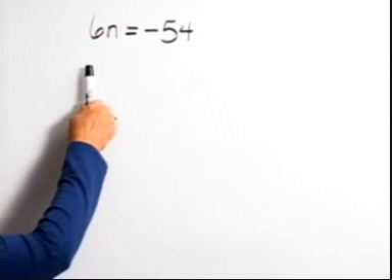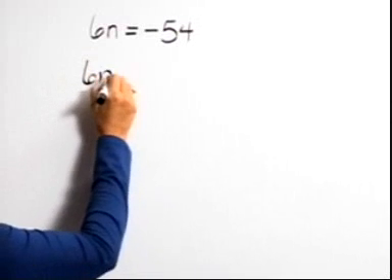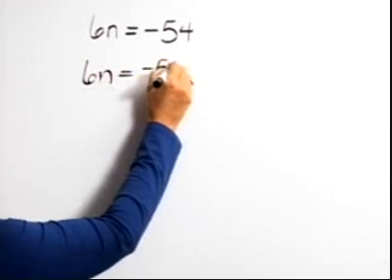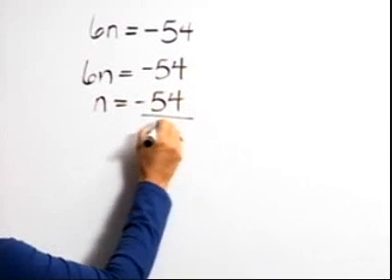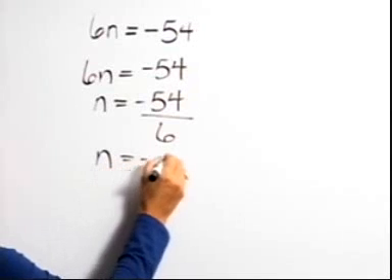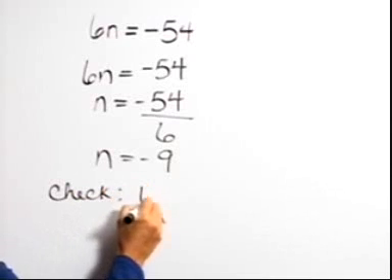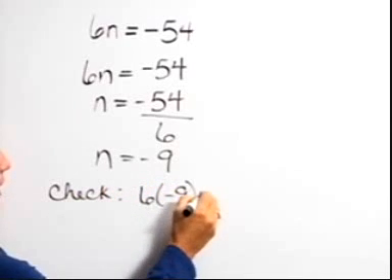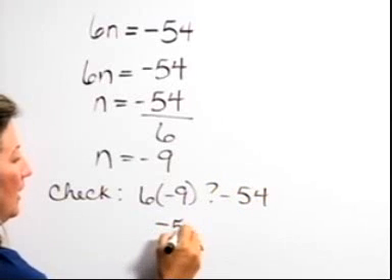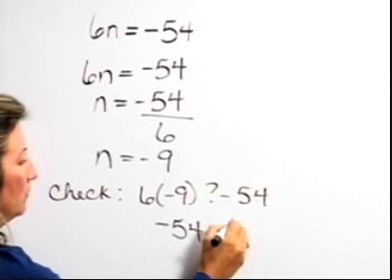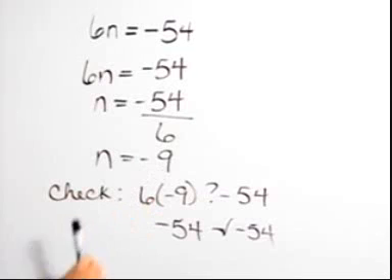We're asked to solve 6n equals negative 54 and then check our answer. We need to divide both sides by 6. That gives me n equals negative 9. When I check it, I'll have 6 times negative 9 should equal negative 54. And 6 times negative 9 does equal negative 54, and our answer of n equals negative 9 is correct.